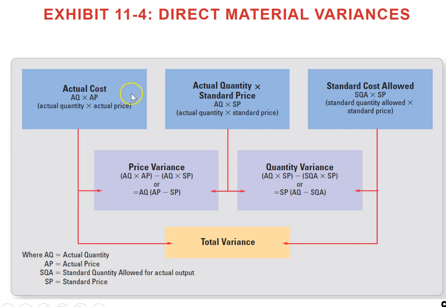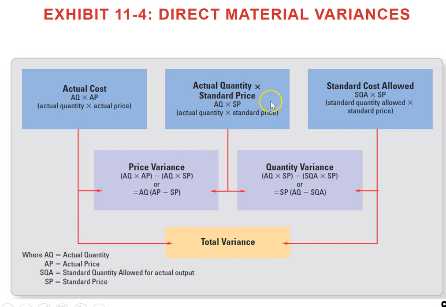So if you compare this first and second box, you see the main difference here is the price. The first box is using the actual price, the second box is using the standard price. And that's why the difference of these two boxes will be called a price variance. And this is the direct material price variance.